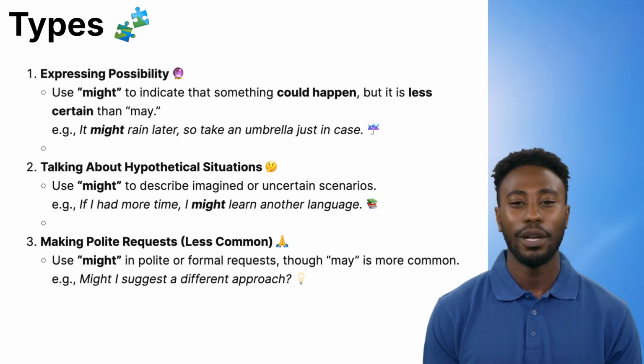3. Making polite requests, less common. Although may is more commonly used in formal requests, might can also be used to sound extra polite or indirect. Example: might I suggest a different approach? This means I am politely offering a suggestion. More examples: might I ask you a question? Might we take a short break before continuing? If you want to sound formal and polite, you can use might, but it's not as common as may.